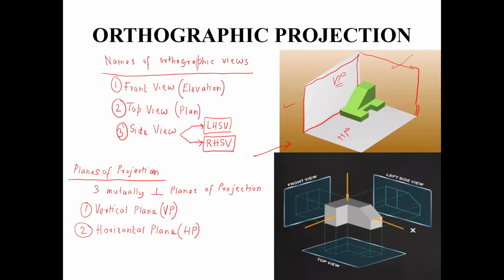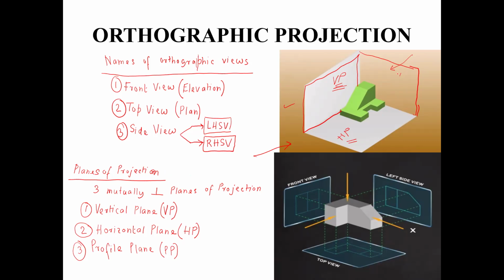So this plane that you are seeing here is at 90 degrees to the vertical plane, and this is also at 90 degrees with the horizontal plane. So this is a plane which is perpendicular to both the vertical plane and the horizontal plane. This third plane, which I have drawn just now, is called the profile plane. This is called the profile plane. So the short form of profile plane will be PP.